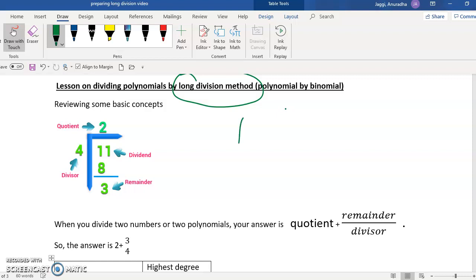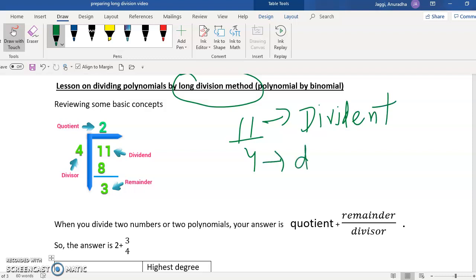Here in this question, 11 is being divided by 4. So 11, which is being divided, is called the dividend. And what is dividing 11? It's called the divisor. As you can see, the vocabulary is given here also, dividend and the divisor. Now you have to look for a number that is a multiple of 4 less than 11, which is 8. So 4 goes into 8 two times. And then you subtract your 8 from 11 and the remaining number is 3. We cannot go further because 3 is less than 4.